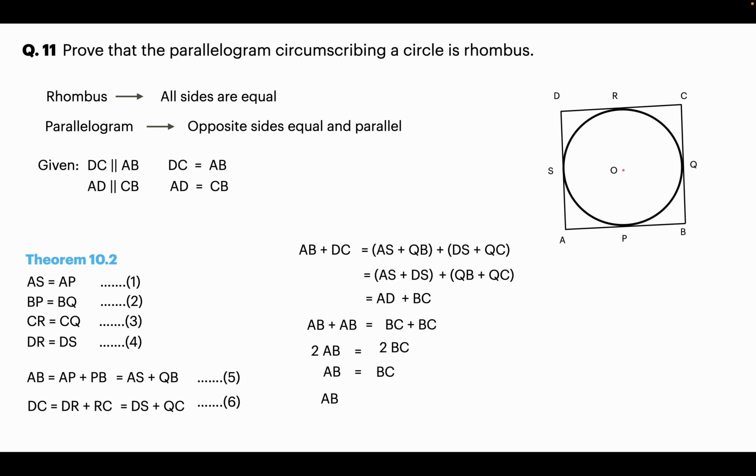Now you know AB is equal to DC. That means BC is also going to be equal to DC, and BC is equal to AD. That means AD is also going to be equal to AB. That means all its sides are equal, and if all the sides of this parallelogram are equal, then this parallelogram or this quadrilateral is a rhombus.